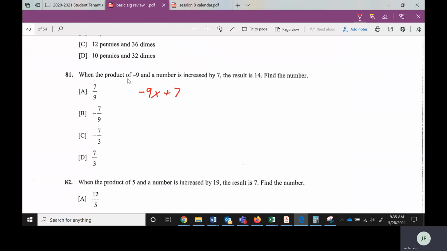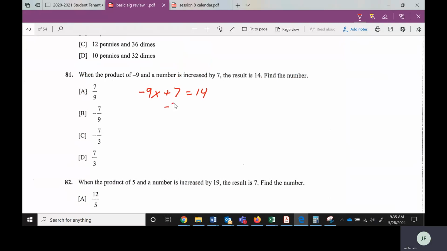So anyways, it says product of -9 and a number, -9 times x, is increased by 7, so plus 7. The result is, means equals 14. So that's how you'd set that up. Okay, so this next number, we're not going to do this one, but very similar down here. Now again, I probably don't need to do this, but we'll finish this one off just because it's always a good review on how to solve once you get this set up.